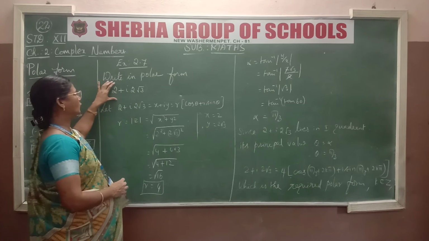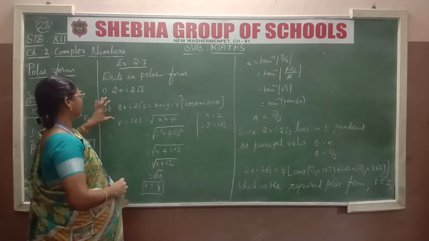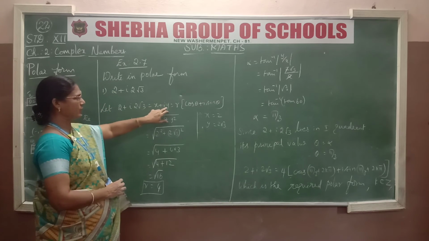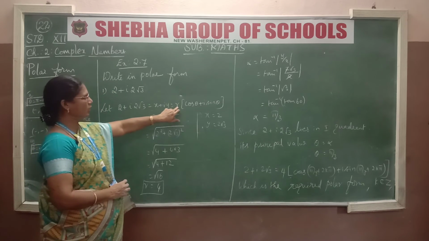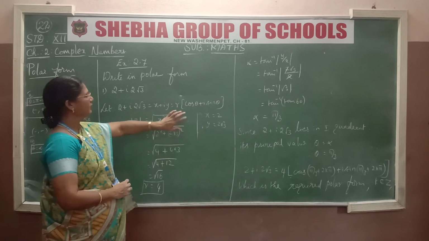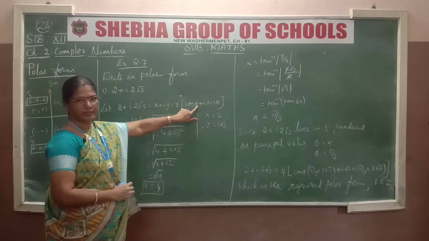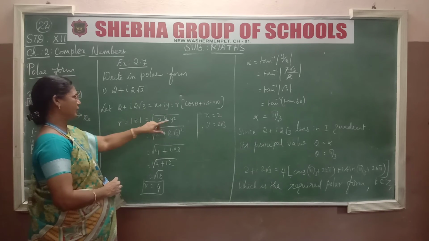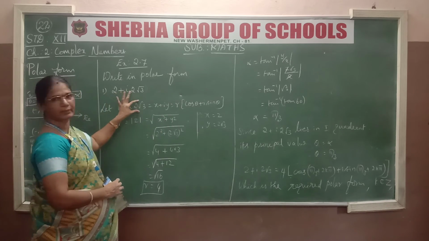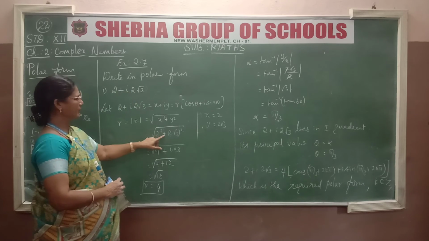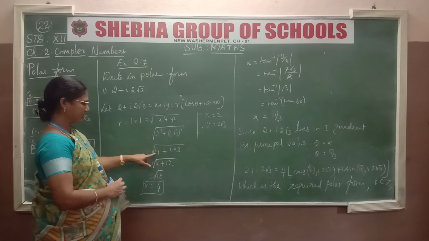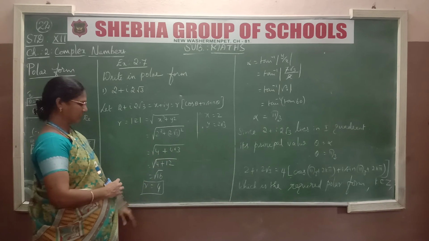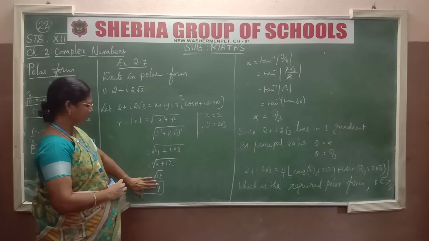This is given: 2 plus i 2 into root 3. First let us take this given complex number equal to x plus iy, equal to the polar form, that is r into cos theta plus i sin theta. We want the r and theta values. How to find r? r is mod z. Mod z is equal to the square root of real part square plus imaginary part square. That is 2 square plus 2 root 3 whole square. We get 4 plus 4 into 3. That is root 16, which is equal to 4. So we got the value of r.